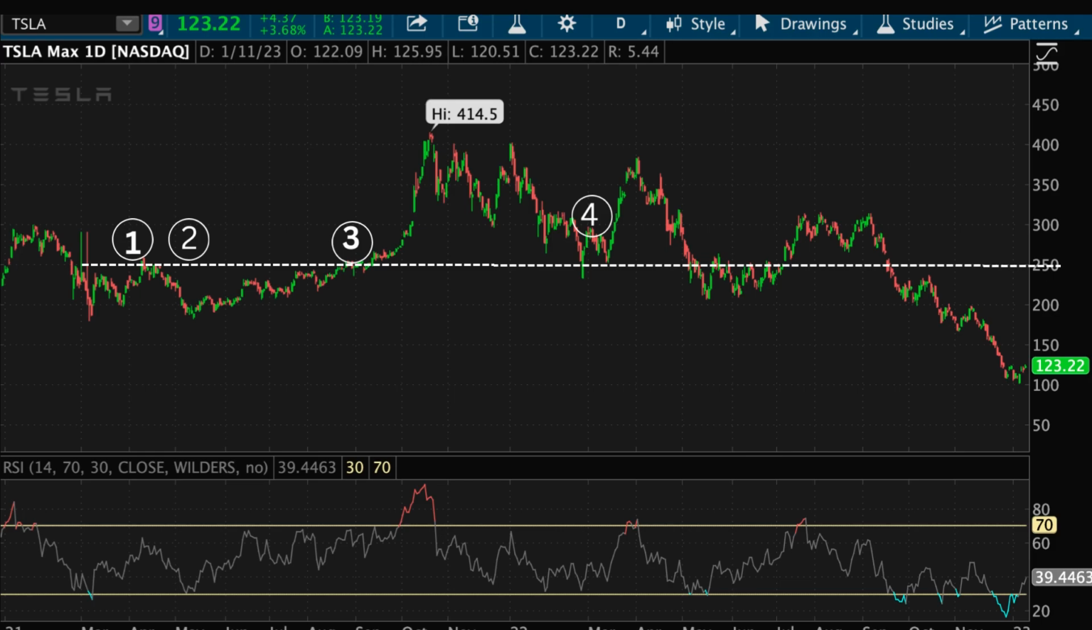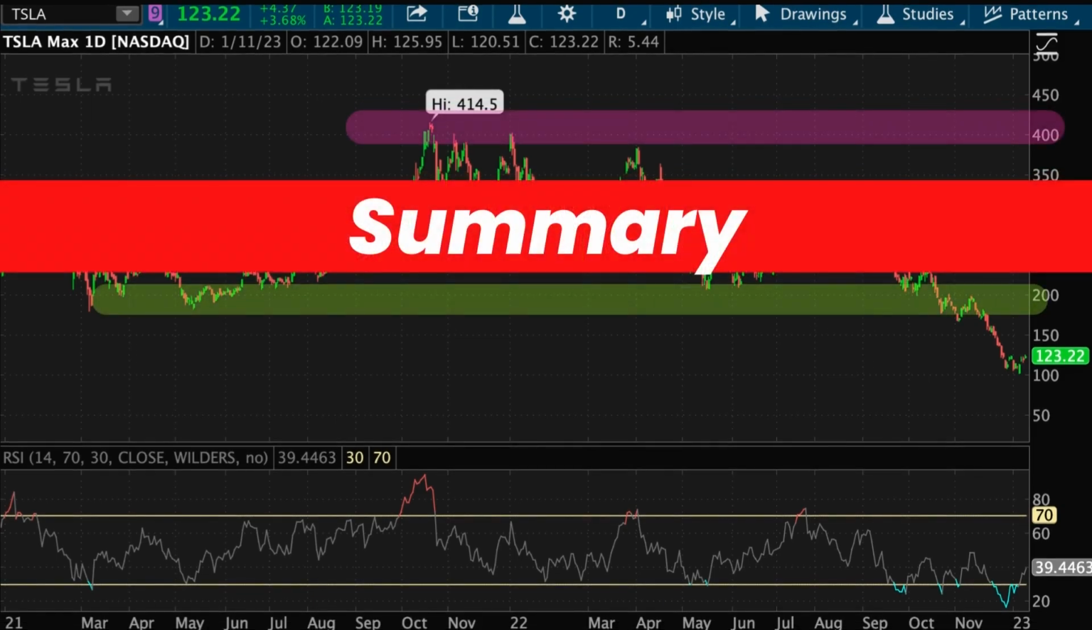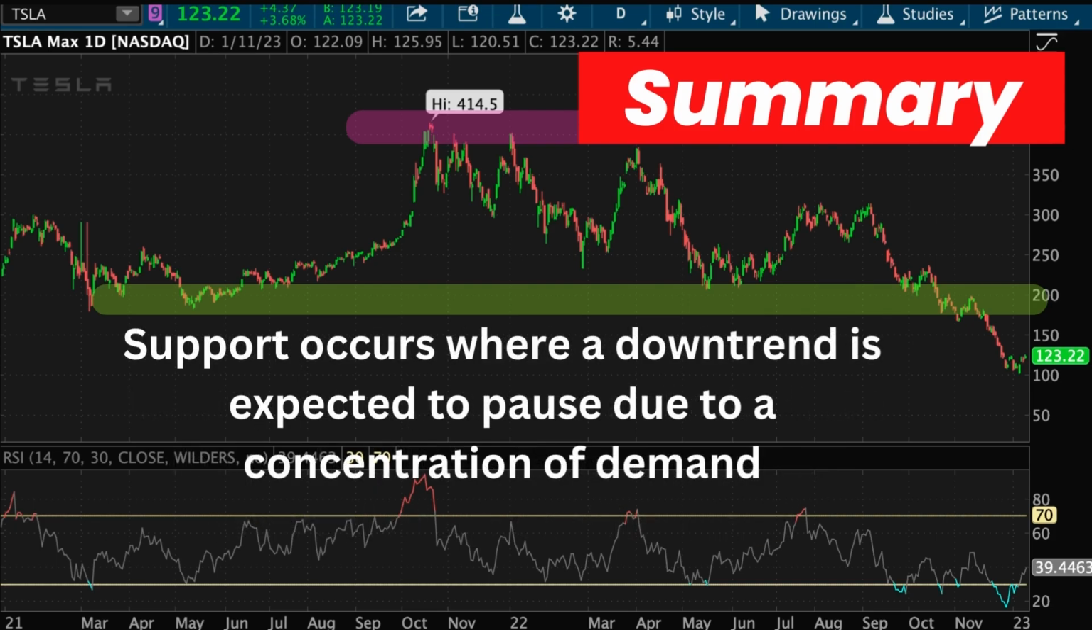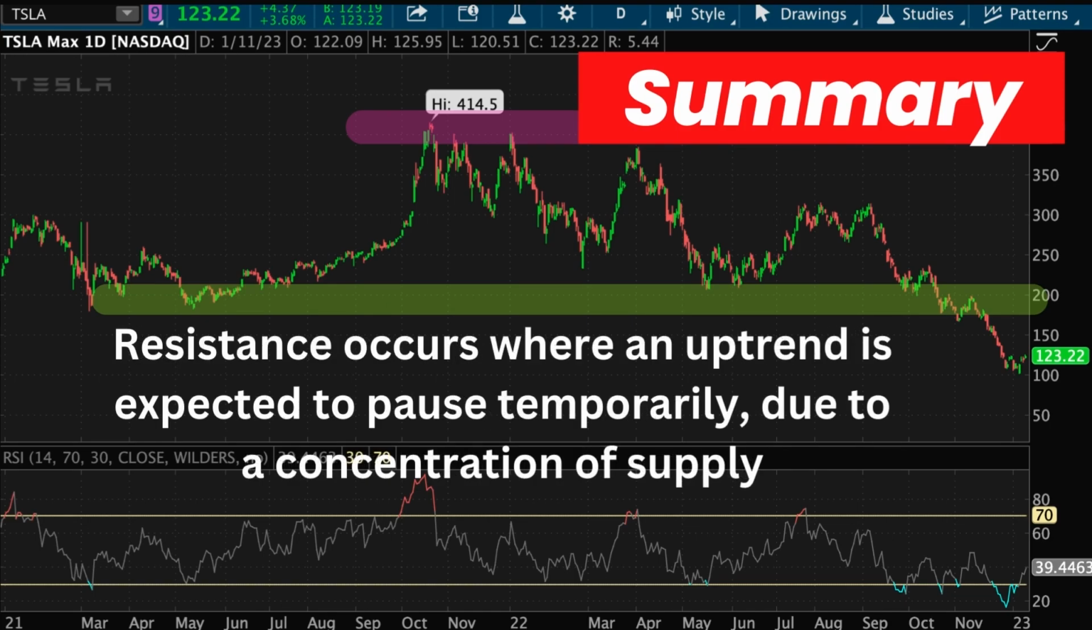Summary. Technical analysts use support and resistance levels to identify price points on a chart where the probabilities favor a pause or reversal of a prevailing trend. Support occurs where a downtrend is expected to pause due to a concentration of demand. Resistance occurs where an uptrend is expected to pause temporarily, due to a concentration of supply.